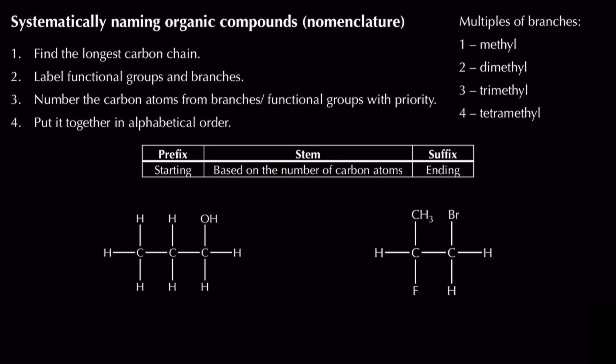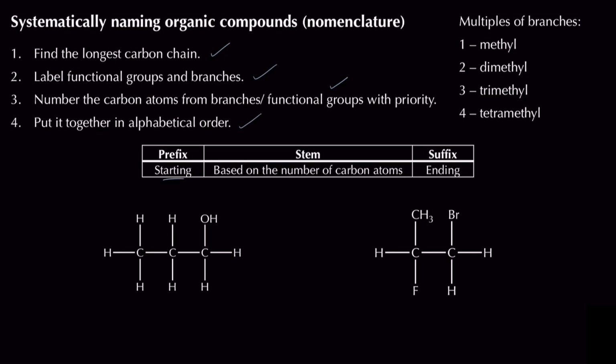as we did before. But first of all, we need to find the longest carbon chain to avoid making any silly mistakes. We then need to label any functional groups or branches that we might have. We need to number the carbon atoms from the point of priority, which is going to be, of course, where we have our branches and functional groups, and then we put it all together in alphabetical order when we're dealing with multiple different prefixes. Now, of course, prefix, stem, suffix is the system we follow.